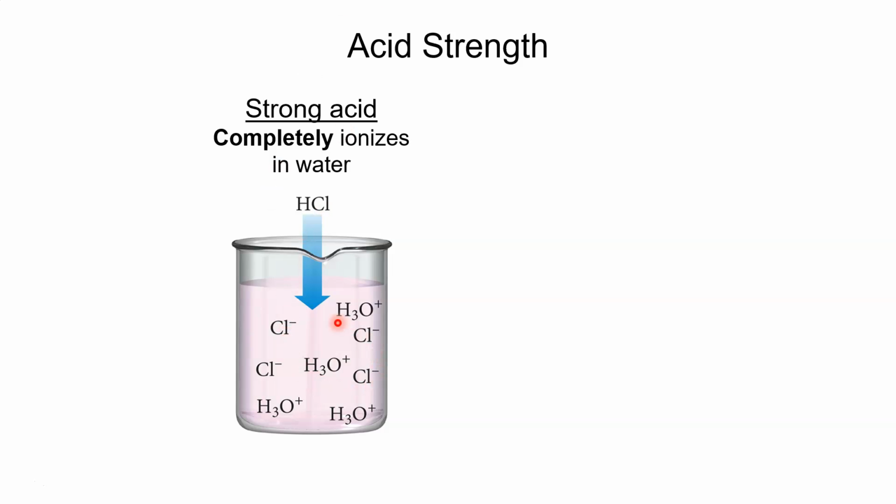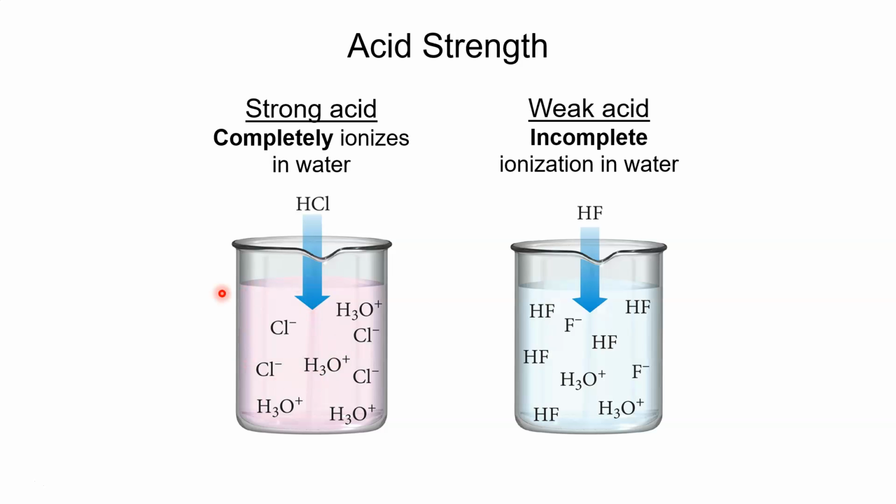This means that there's a bunch of the hydronium ion, or H3O+, which you can use H+ as a shorthand, and the chloride ions. A weak acid, on the other hand, has incomplete ionization. So with HF, which is hydrofluoric acid, you would find some of the hydronium ion, some of the fluoride anion, but also plenty of the intact acid.